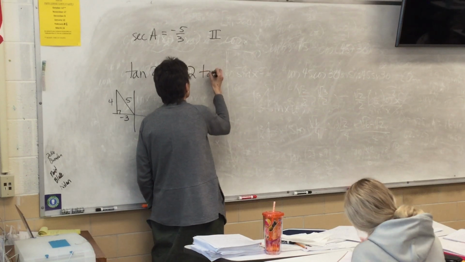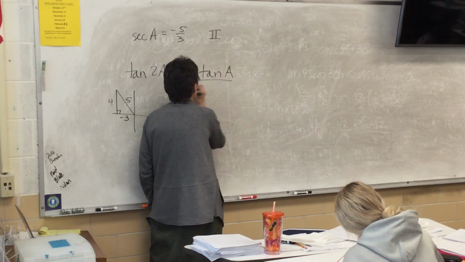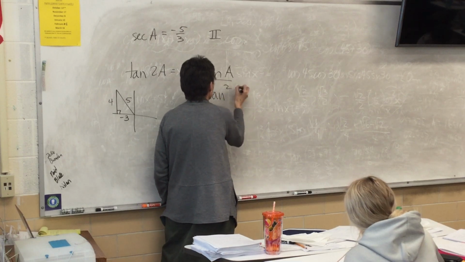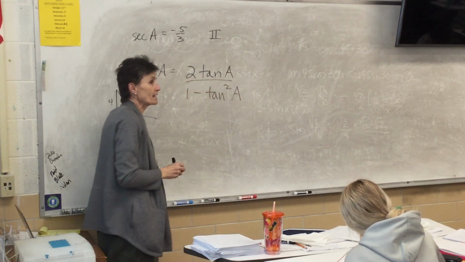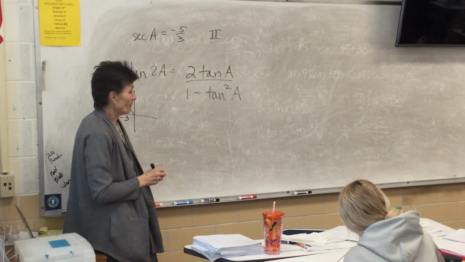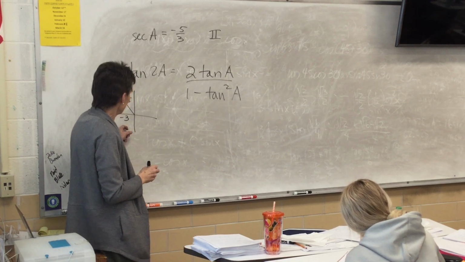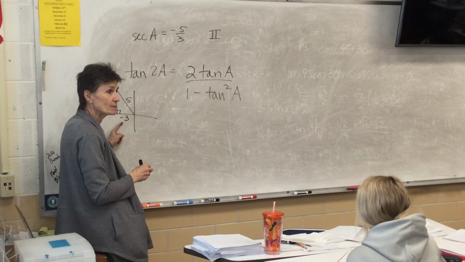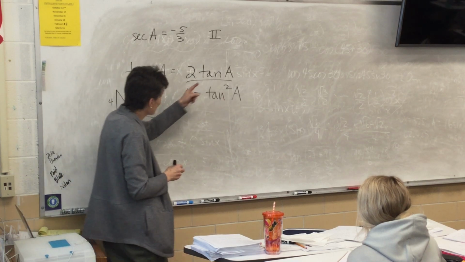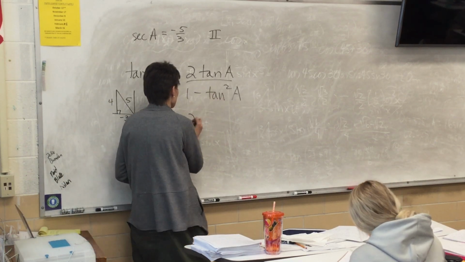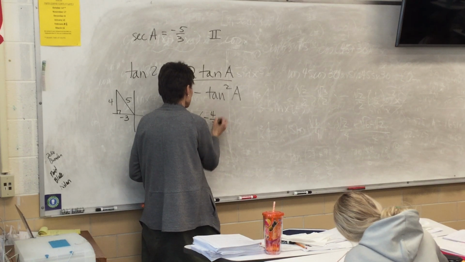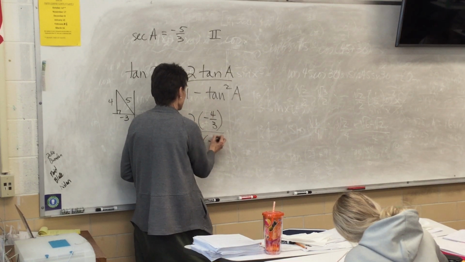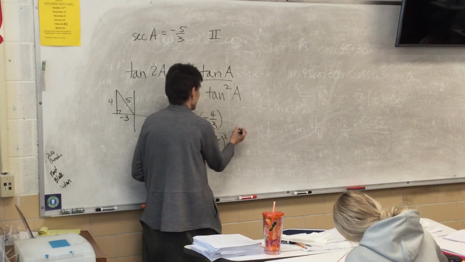2 tan x over 1 minus tan squared. Yep, there it is. So guess what I'm gonna do? I'm gonna look at my picture and I'm gonna say, oh, the tangent is -4/3. And I'm gonna plug that number in right here. So 2 times -4/3 over 1 minus (-4/3) squared.